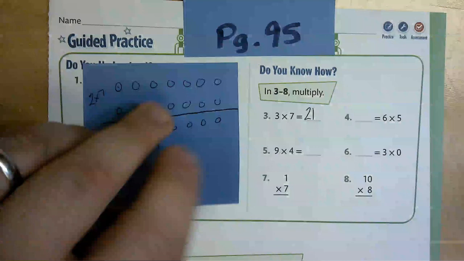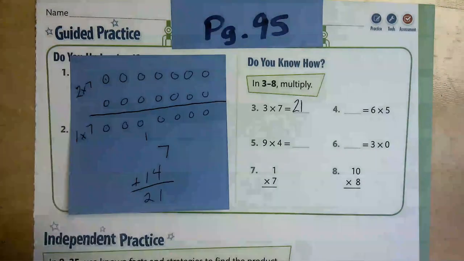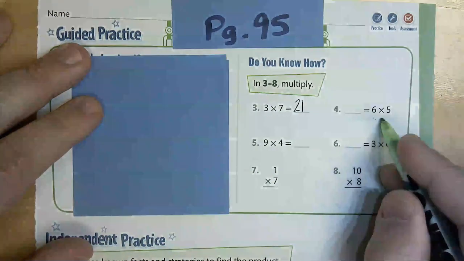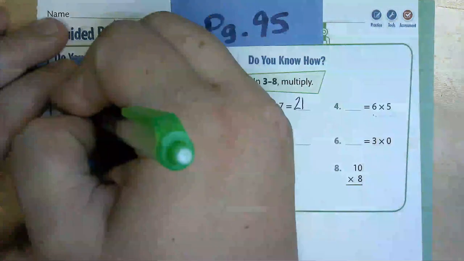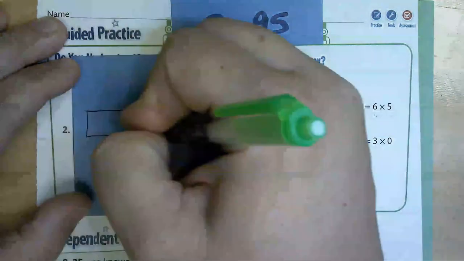All right. Now for our next one, let's go ahead and do a bar diagram, all right? So we're going to make a bar diagram. So here I've got 6 times 5. So I'm going to go ahead and make my box, all right? And this time around, I want to skip count by 5s.